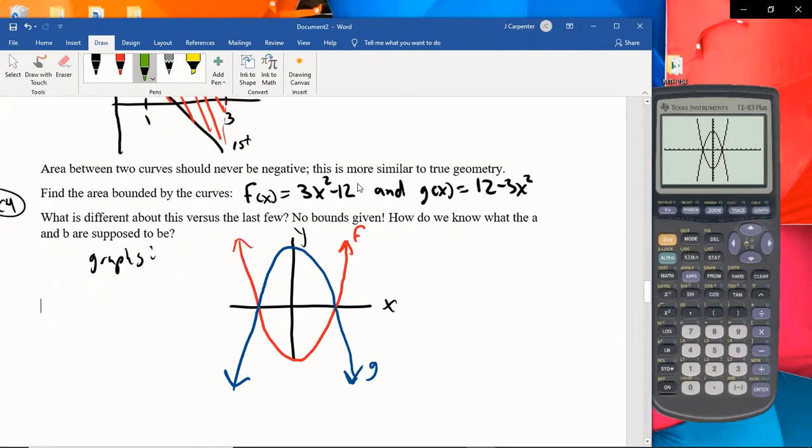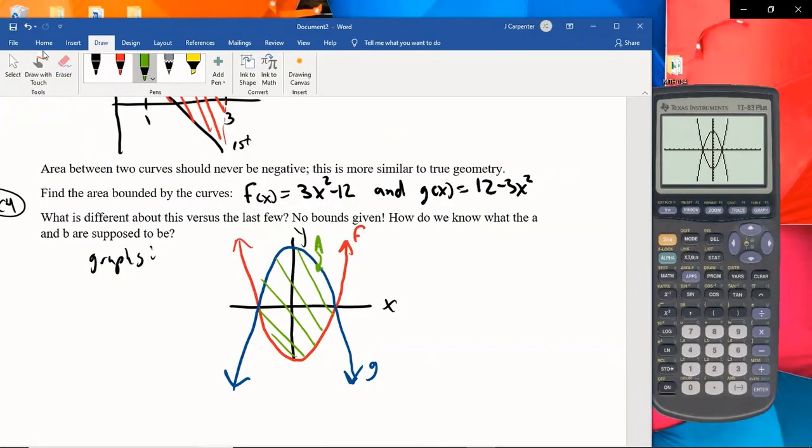I didn't give you an A and B. I didn't tell you to go from, say, 0 to 12. If you go from 0 to 12, it looks like you'd have this open space that you'd have to cut off, or 0 to 9, or anything like that bigger. What I'm suggesting is that you're probably finding this area right here. And not probably, you are finding that area. That is the area bound between the two curves.